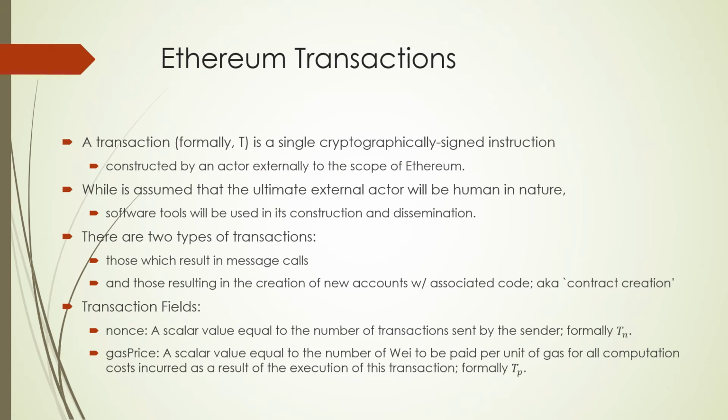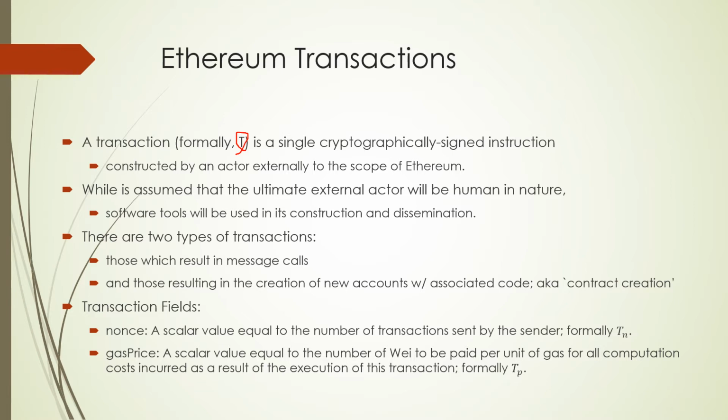Next, we talk about an Ethereum transaction, the details of a transaction and the fields inside a transaction. Basically, a transaction, which is represented using letter T in Ethereum's yellow paper, is a single cryptographically signed instruction that is constructed by an actor externally to the scope of Ethereum. And when we say an external actor, we either mean a human or software tools which will be used in the construction and dissemination of transactions.